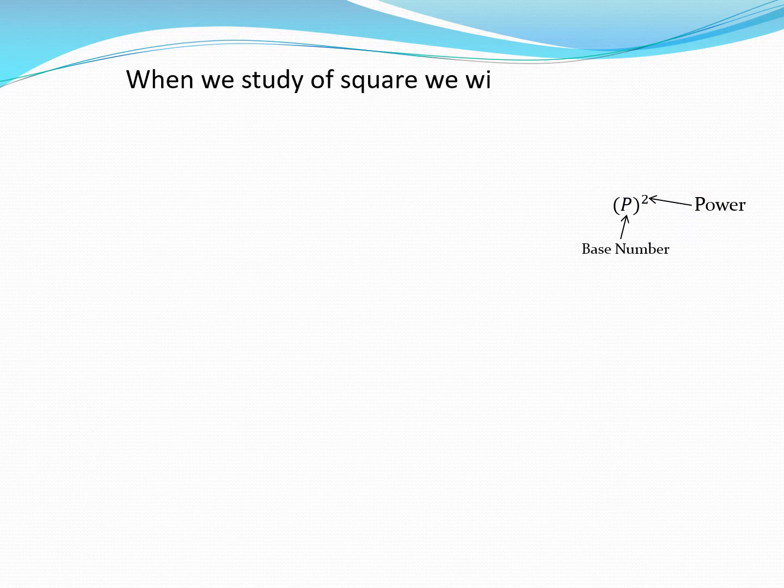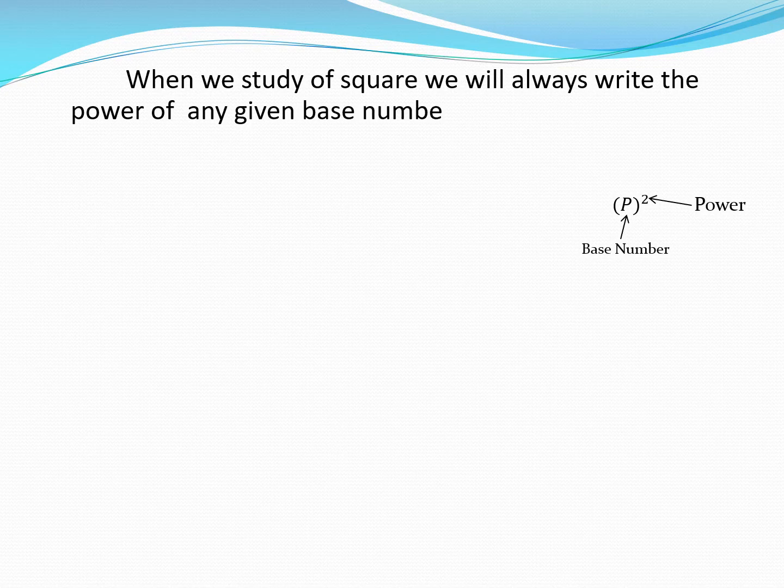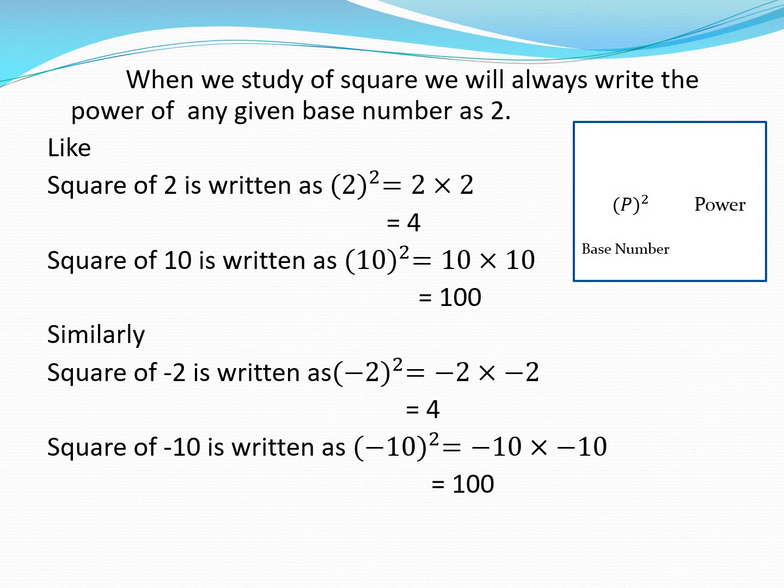When you are asked to find square of a given number, then always remember the base will be according to your question, but your power will always remain as 2. Suppose, take this example, square of 2. If you are asked to find out square of 2, you will write it as 2 to the power 2, or we read it as 2 square equal to 2 into 2 equal to 4.